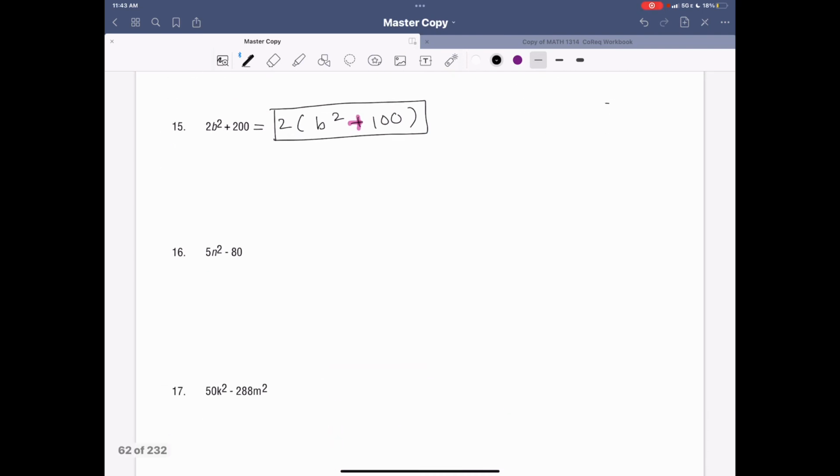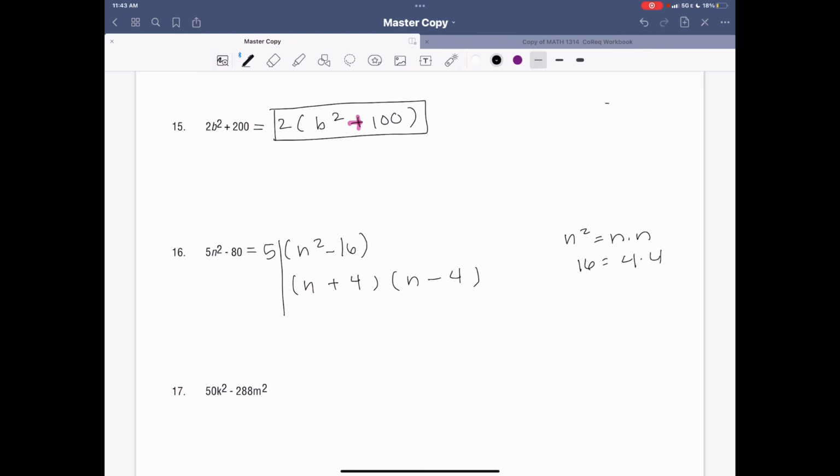Number 16, taking out the GCF because I don't see any perfect squares. So it's 5. And then remember, we keep that 5 there. We'll write it at the end. So I have n plus minus, and then 4 and 4. So I'm not showing the example, but I can. So n squared is n times n, and 16 is going to be 4 times 4.